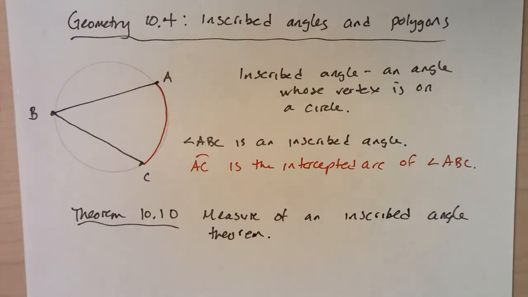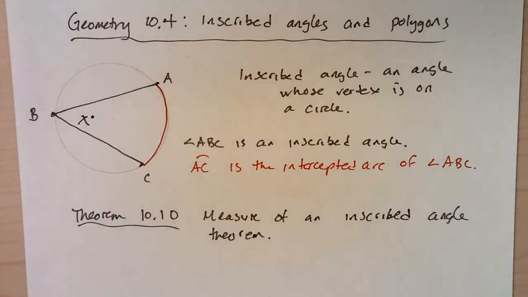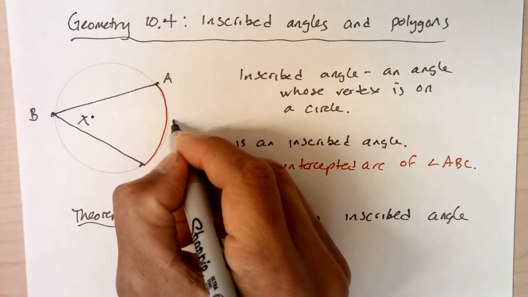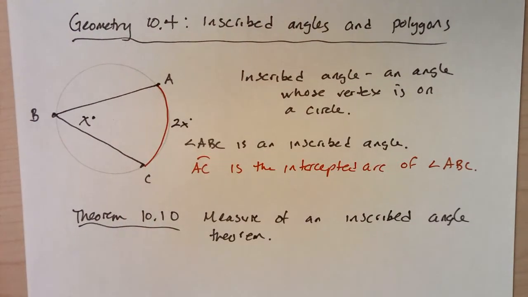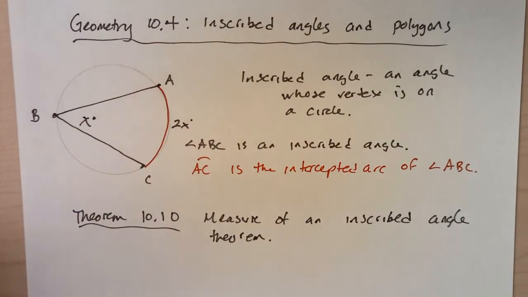And just like we found the measure of an arc for a central angle, or vice versa, we could find the measure of an inscribed angle and its intercepted arc. If you know the measure of the inscribed angle, let's just say the measure of this inscribed angle, ABC, is x degrees, then for theorem 10.10, the measure of the intercepted arc of an inscribed angle is twice the measure of the inscribed angle. So this would be 2x degrees. Or you could also say the measure of an inscribed angle is half the measure of its intercepted arc.